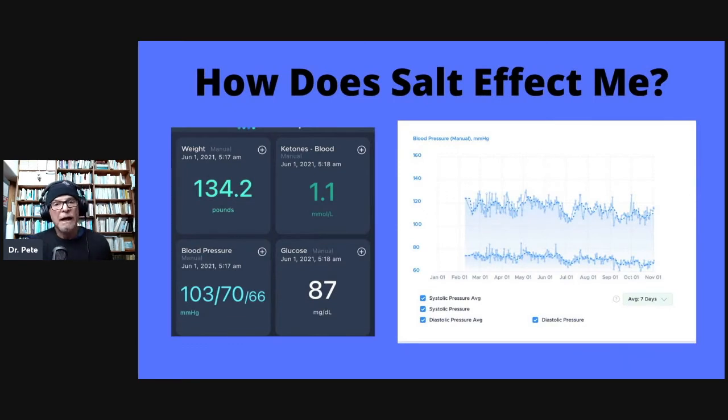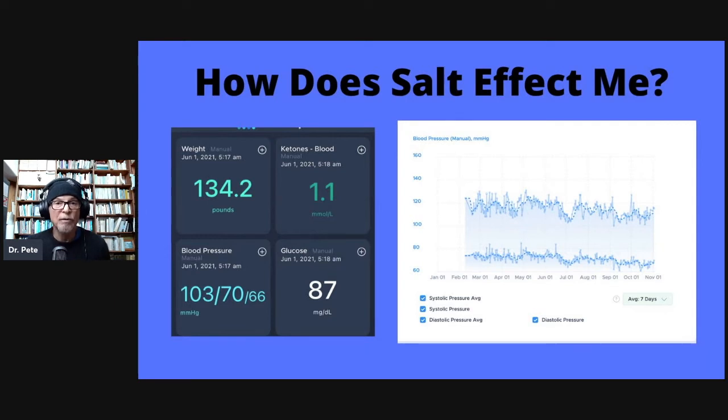Now, how can you manage this, right? Because some of you have raised the concern about this. Maybe some of you are salt sensitive, right? And you're going, okay, so I'm going to be adding this salt at the beginning of the ketogenic diet. How do I know if it's having an adverse effect on my blood pressure? Because as I've advocated through all of this, you should be measuring biomarkers.